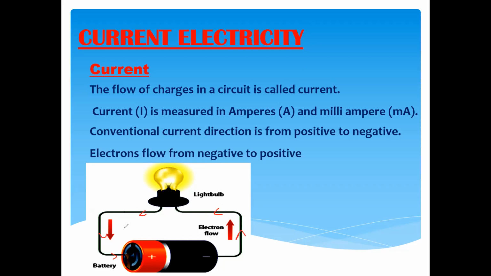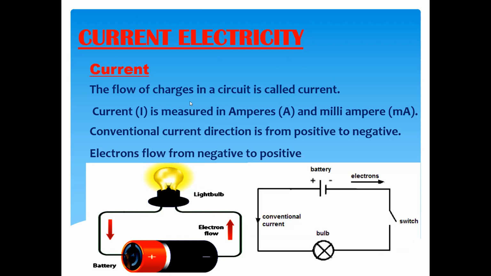In reality, electrons are moving. But whenever they say current or conventional current, you will always take it from positive to negative. The reason why we are still using this sign convention is because these electricity laws are derived on the basis of the assumption that the actual movement is from positive to negative, so they still follow this conventional current.